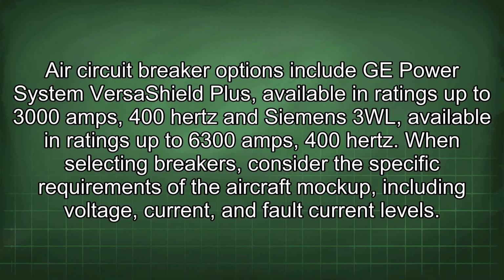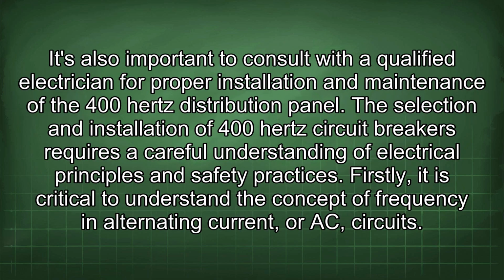Air circuit breaker options include GE Power Systems Versa Shield Plus, available in ratings up to 3000 amps, 400 Hz, and Siemens 3WL, available in ratings up to 6300 amps, 400 Hz. When selecting breakers, consider the specific requirements of the aircraft mock-up, including voltage, current, and fault current levels. It's also important to consult with a qualified electrician for proper installation and maintenance of the 400 Hz distribution panel.